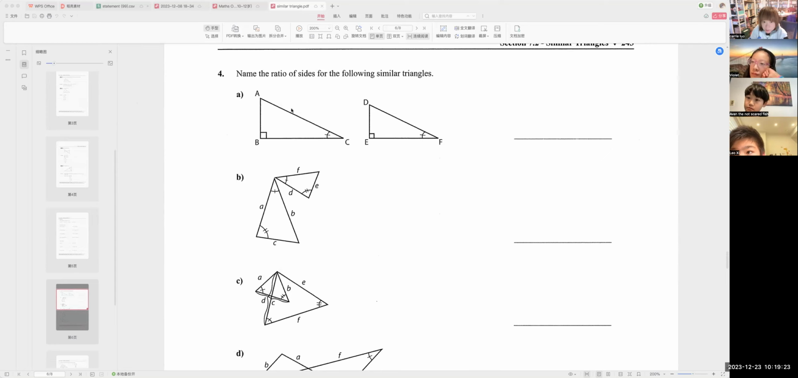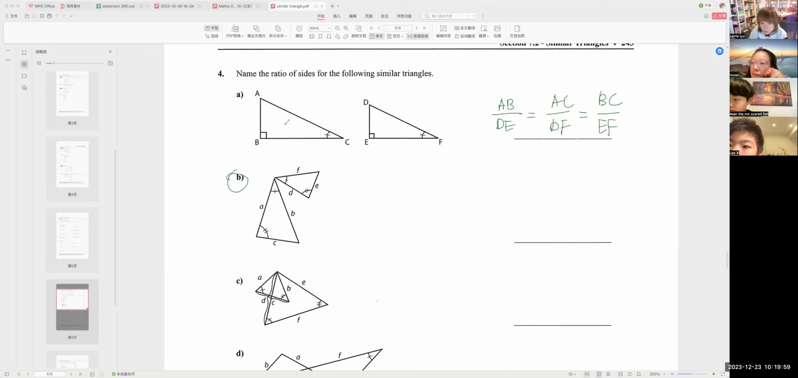So the first one is pretty easy, right? Because it's very straightforward. ABC is similar to DEF. So Leo, I want you to give me, AB over DE should equal to what? AC over what? DF. AC over DF equals BC over what? EF. Very good.